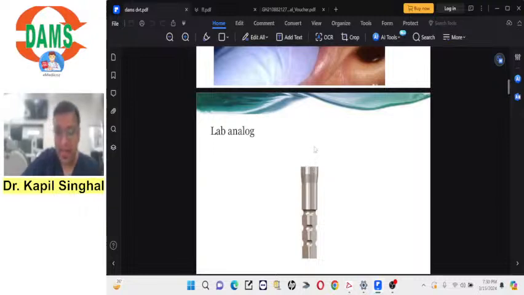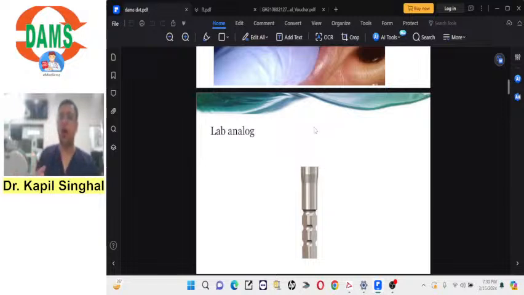Okay, now once the impression is made, your lab needs something that replicates the dental implant, because your patient has gone with the implant. Your technician, your lab does not have that implant. So now they need something to pour a model. If they ask you what this is, this is a lab analog. Now what is a lab analog? In simple language, a lab analog is an implant replica.